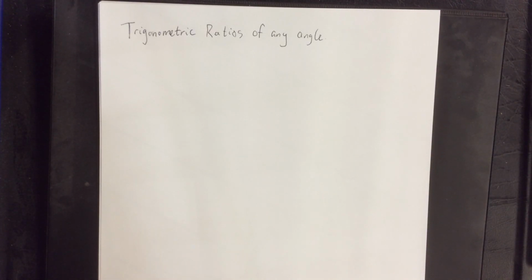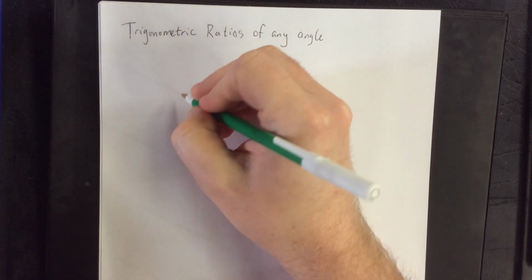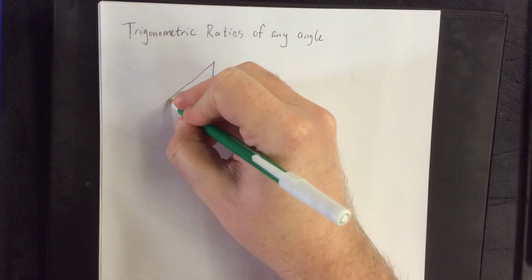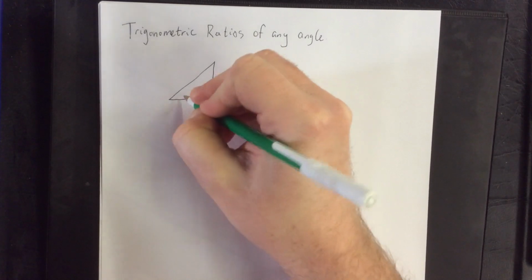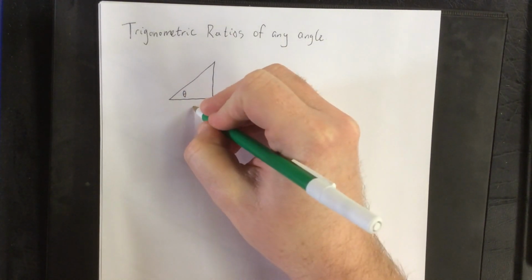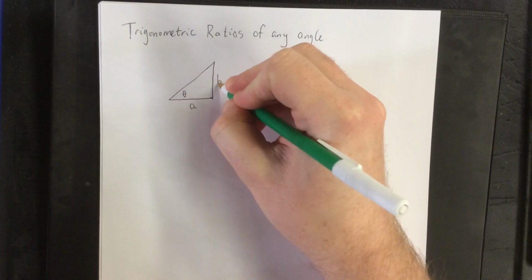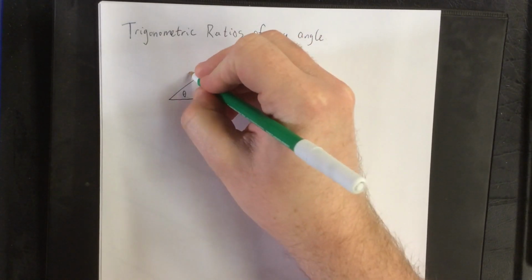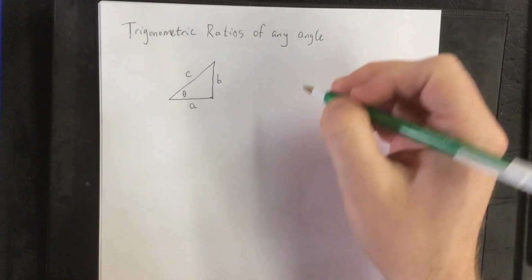Alright, in this video we're going to start investigating trigonometric ratios of any angle. As a little reminder of how we got where we are now, suppose that you have an angle, adjacent leg A, opposite leg B, and hypotenuse C for the heck of it.